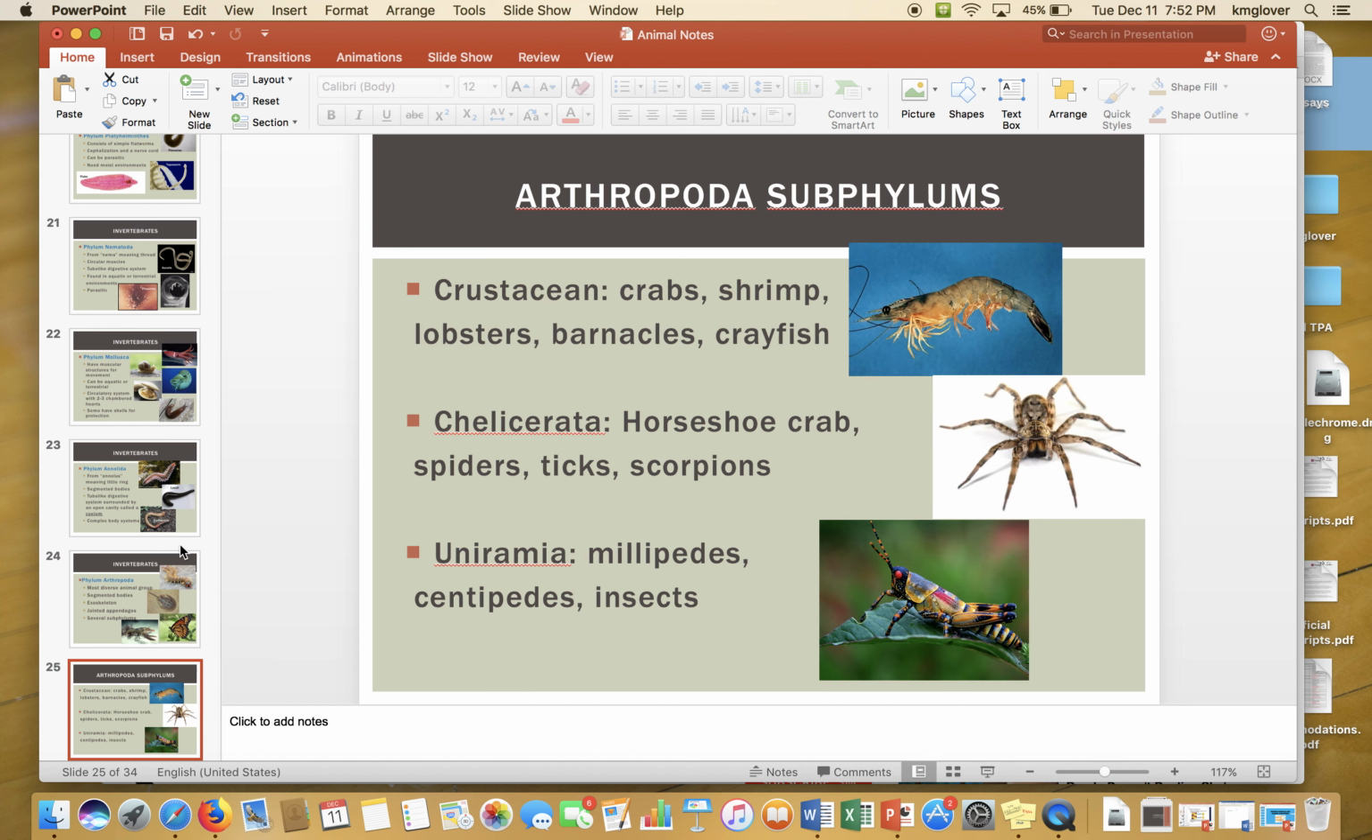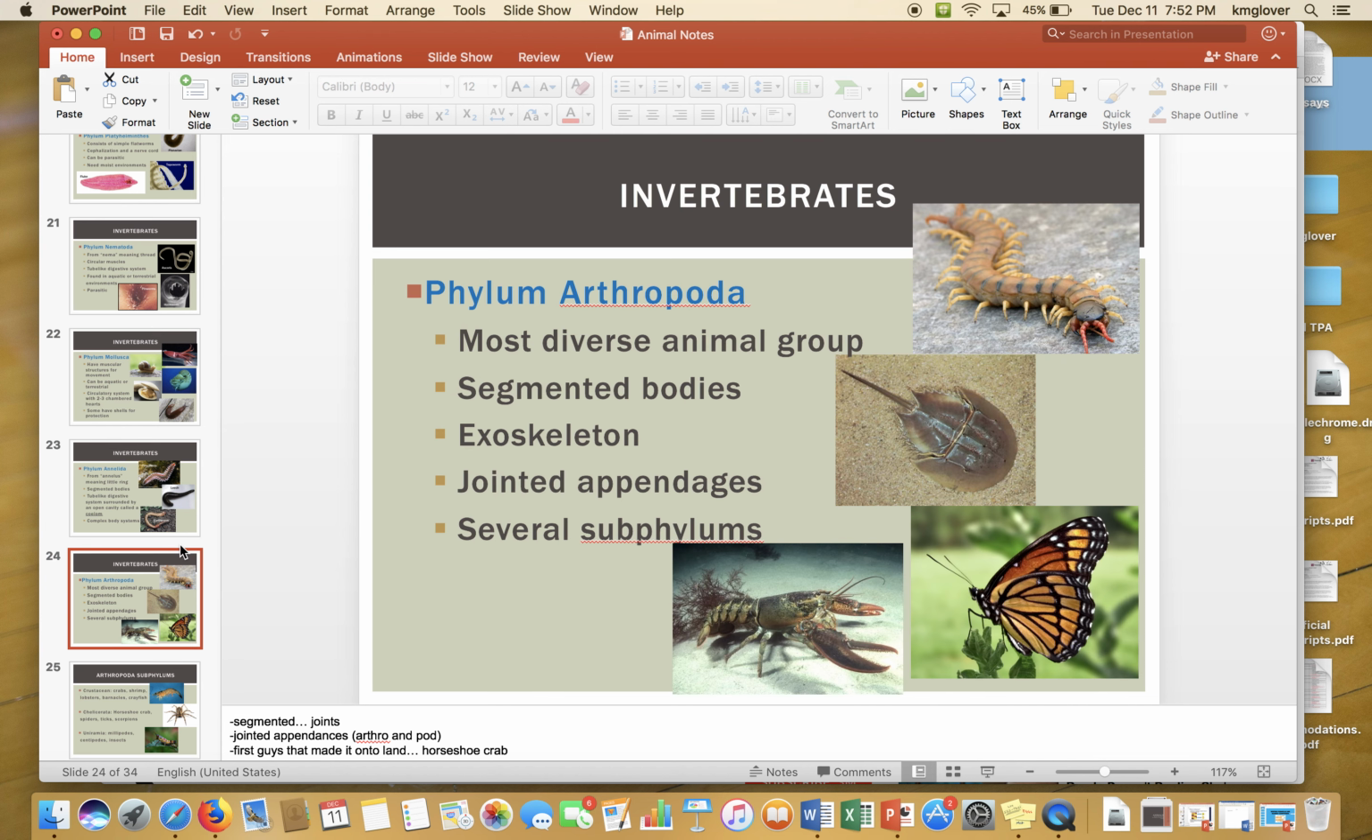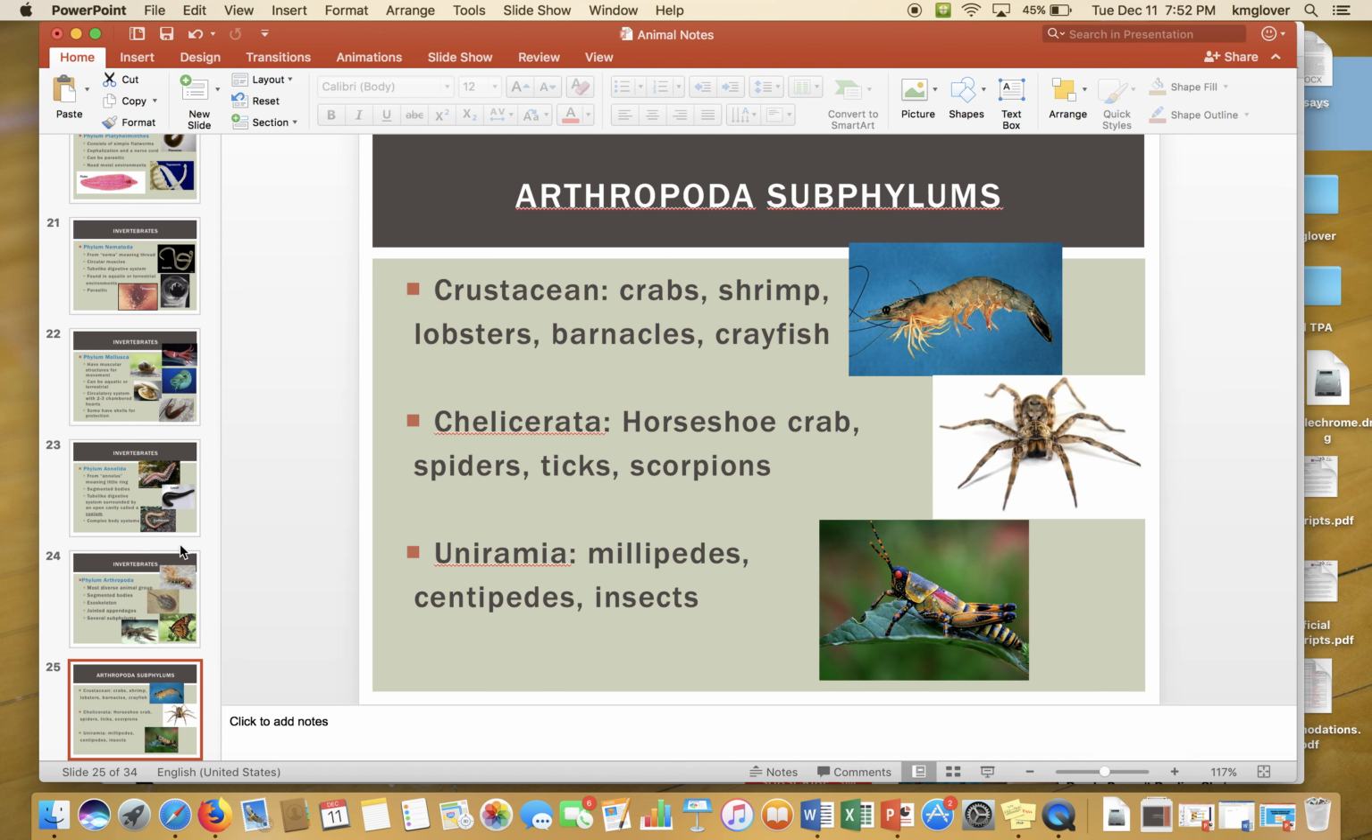All right, you have a couple of other subphyla within the arthropods. I told you they're very, very diverse. So first you have your crustaceans, so that's your crabs, your shrimp, your lobsters, things like that. I'm not going to pretend like I know how to say these words. Chelicerata, that's a horseshoe crab, a spider, a tick, a scorpion.